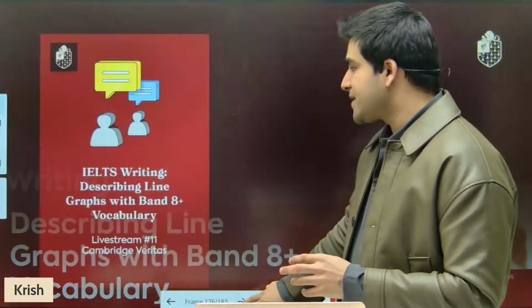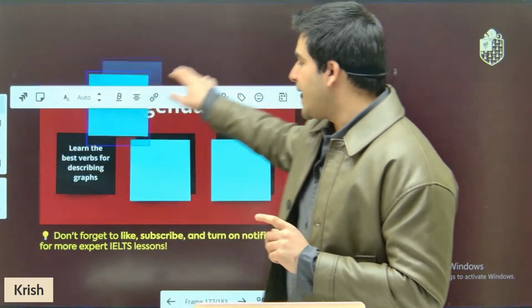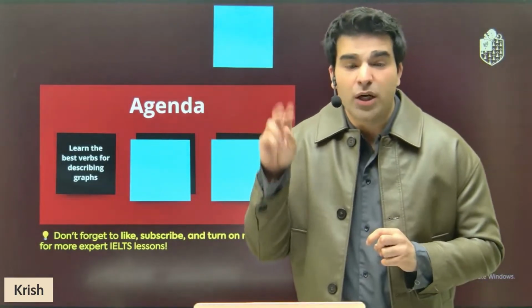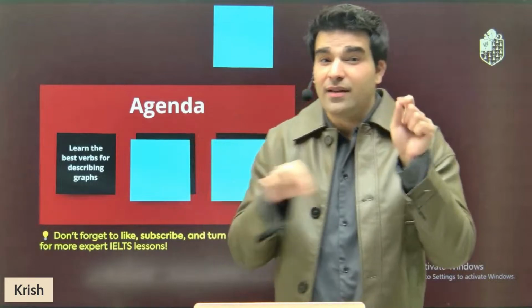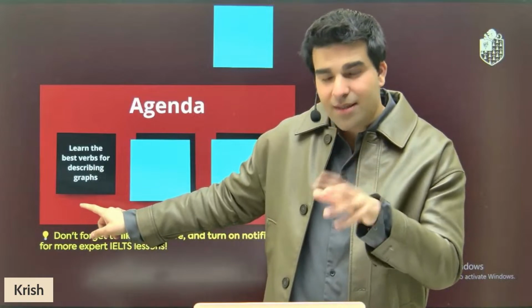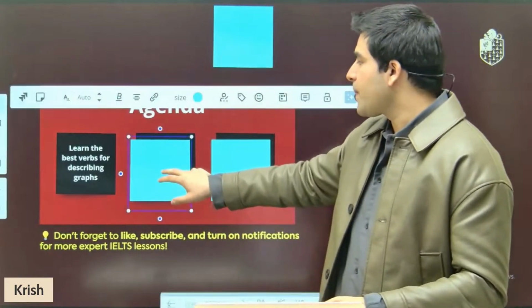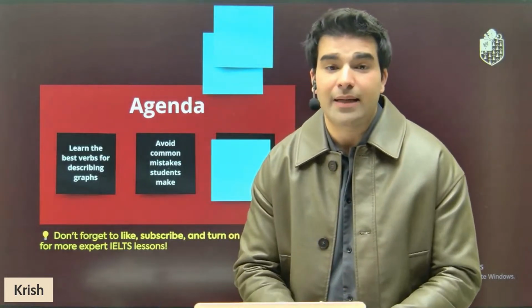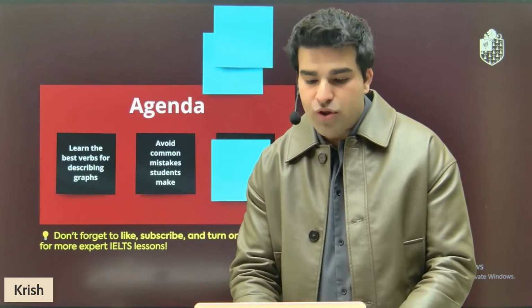Let's have a look at the agenda of the lesson very quickly. What are we going to be looking at? Number one, we're going to look at 8 verbs. What is the meaning of this word verb? Verb means an action. Something is happening on the screen. There are different actions that are happening on the line graph. I'm going to be showing you 8 of those words that you can actually make use of to describe what's going on in the line graph. Number two, we're going to avoid the 4 most common mistakes that people make when it comes to the IELTS Writing Task 1 graph.